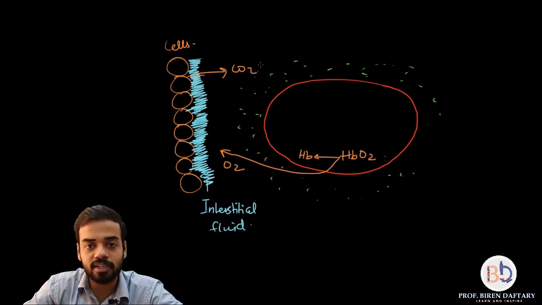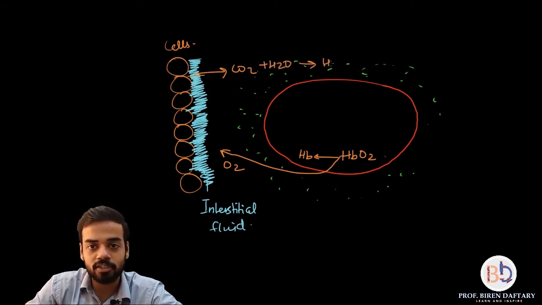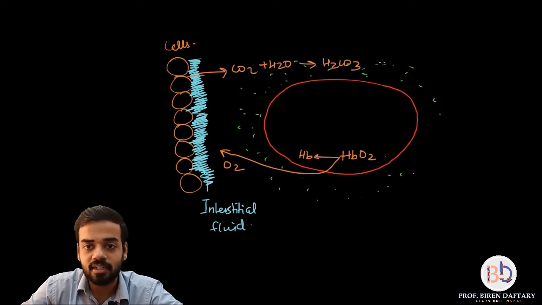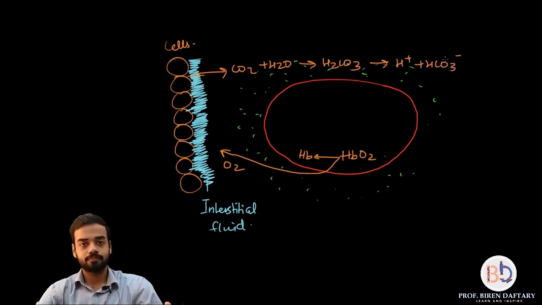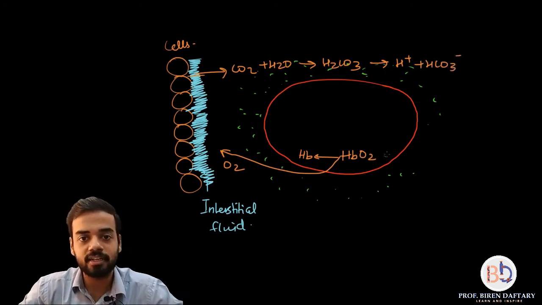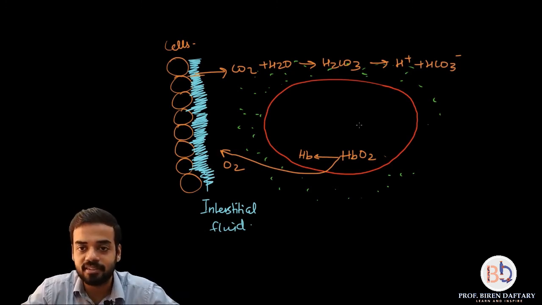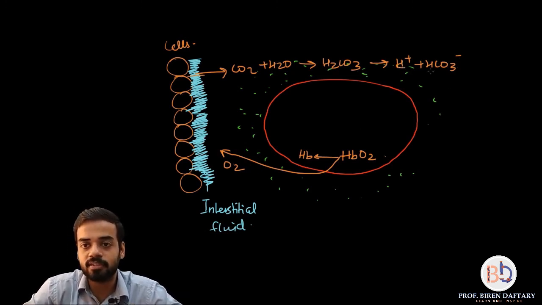This carbon dioxide combines with the water in the plasma and it gives rise to H2CO3. We have already studied this. H2CO3 dissociates as H plus and HCO3 minus. That's it. So right now this diagram is showing what is happening near the cells. So these ions are formed in the cells.